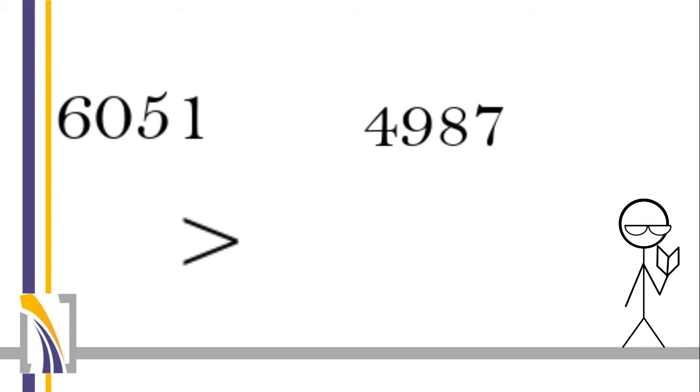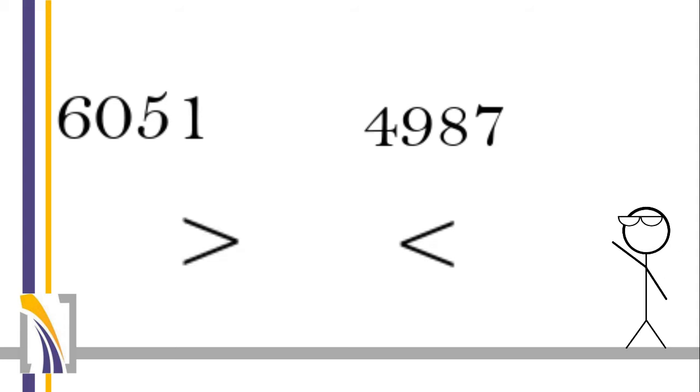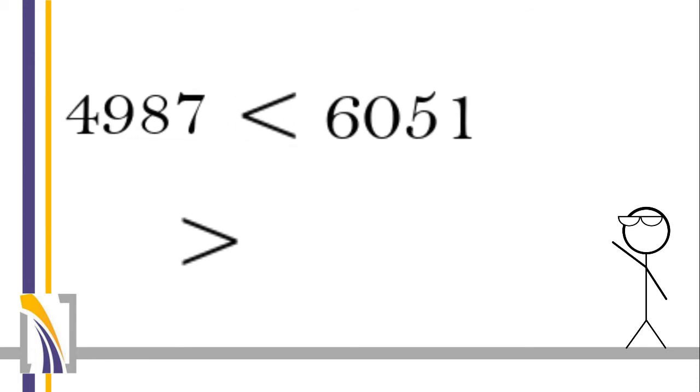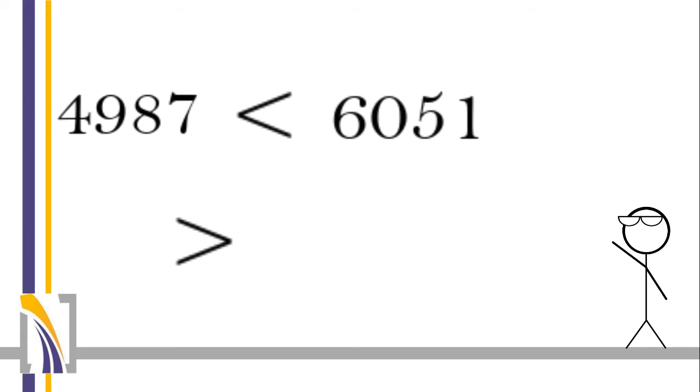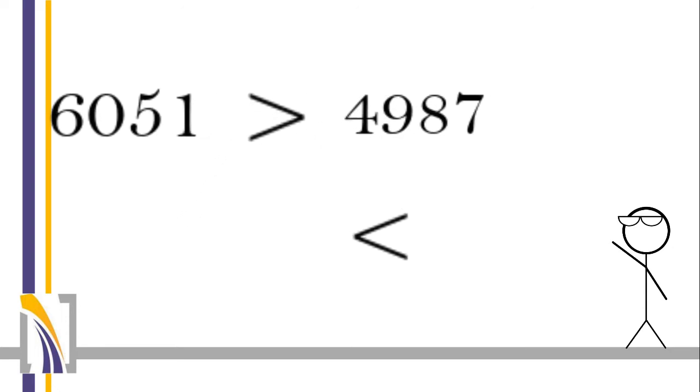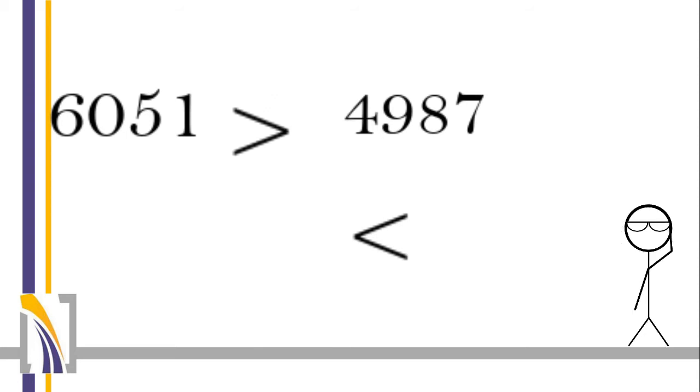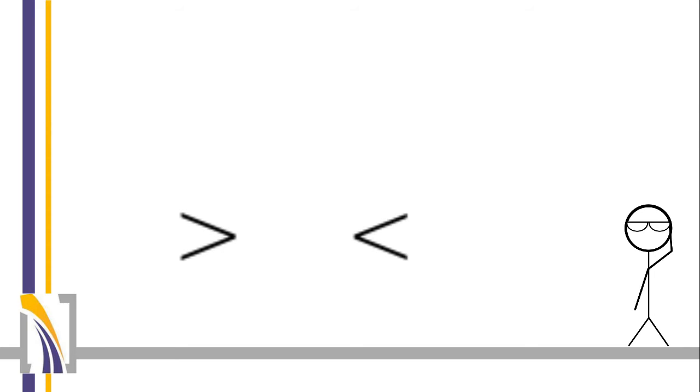Now, to make it easier to read, we use these two symbols. This one is for greater than, while this one is for smaller than. So, if we put it like this, we say the 4,987 is smaller than the 6,051. Or, if we put it like this, we say that the 6,051 is greater than the 4,987.